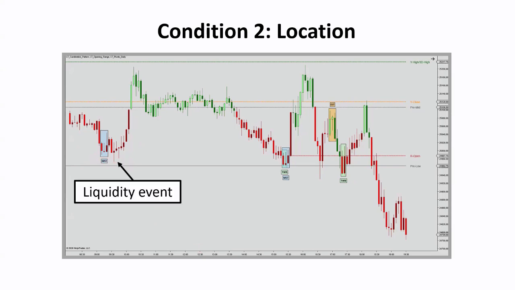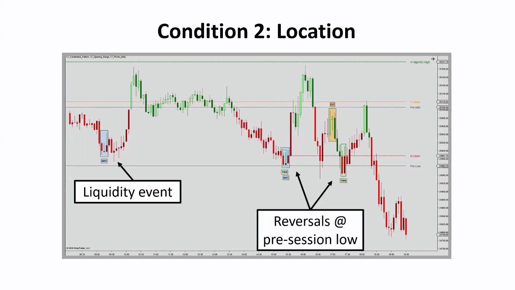Whereas reversals that appear at the pre-session low look much more interesting. And the reason is simple. These are objective key support and resistance levels that traders will pay attention to. So the pre-session high and low, yesterday's close, yesterday's high.